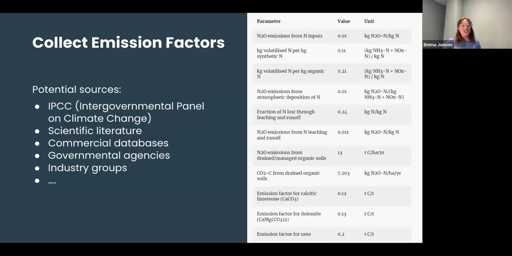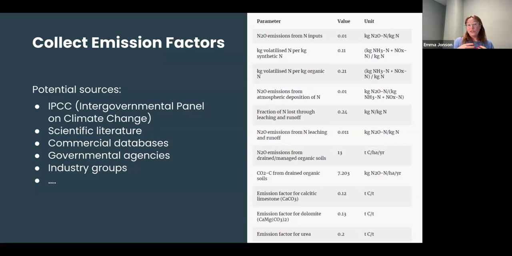Then we get to the emission factor part. So you have the activity data, you multiply it with an emission factor, and then you get your footprint. So how do you get your emission factors? Well, you can use different types of sources. The Intergovernmental Panel on Climate Change, the IPCC, provides some emission factors. For instance, emission factors representing the production of nitrous oxide from nitrogen inputs to the soil.